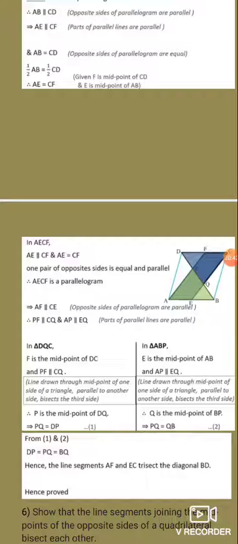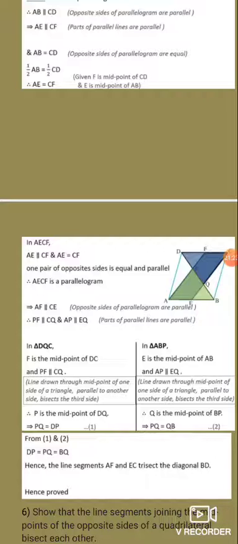That is, the line drawn through the midpoint of one side of a triangle parallel to another side bisects the third side. So, listen carefully. Using that, P is the midpoint of DQ, which implies PQ is equal to DP. Put equation number 1. Same as, E is the midpoint of AB and AP is parallel to EQ. So therefore we can write Q is the midpoint of BP, which implies PQ is equal to QB. Put equation number 2. From the two equations 1 and 2, DP is equal to PQ is equal to BQ.